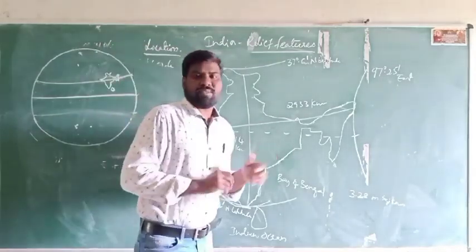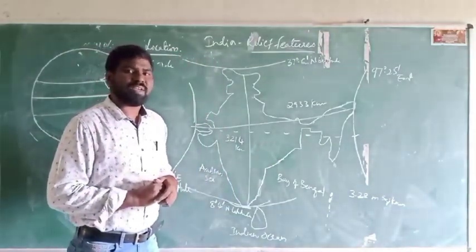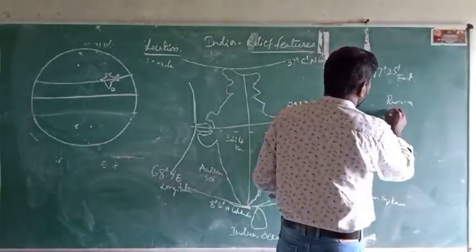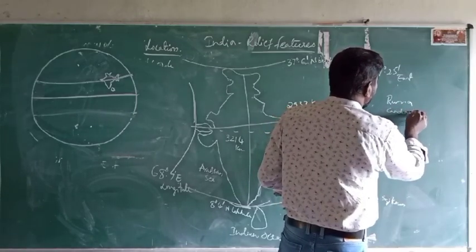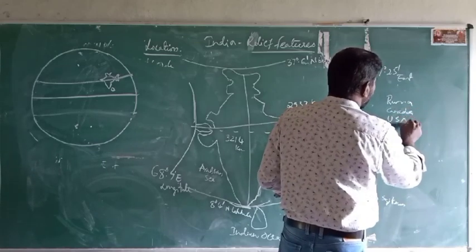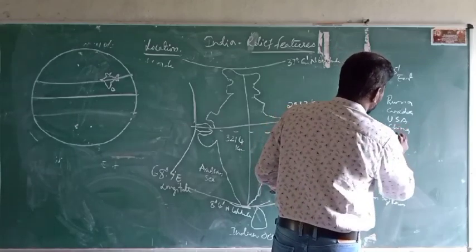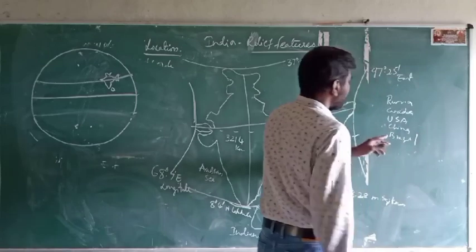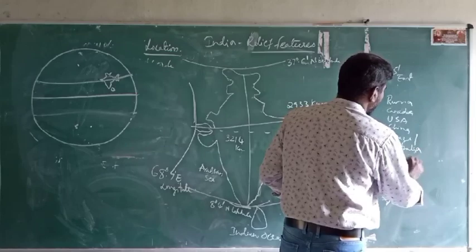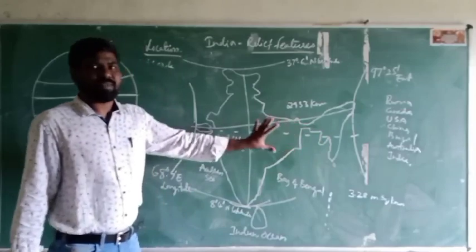Then what are the other 6 countries which are larger than our country? Russia, Canada, United States of America, China, Brazil, Australia, India. So India is the 7th largest country in the world.